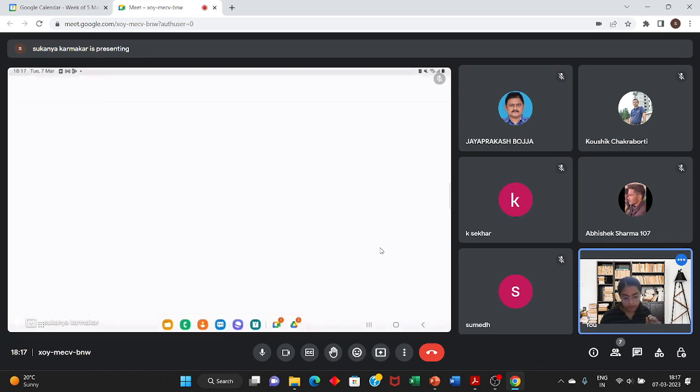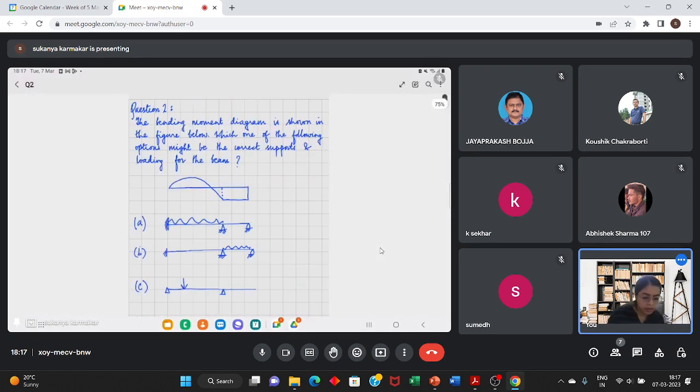Moving on to this question. So this question is not related to the conjugate beam method. By this question, I want you to develop a sense of the bending moment diagram. Like seeing the bending moment diagram, you should be able to predict the position of the supports and what kind of load is acting on the structure. So to understand that concept, I have put this question.